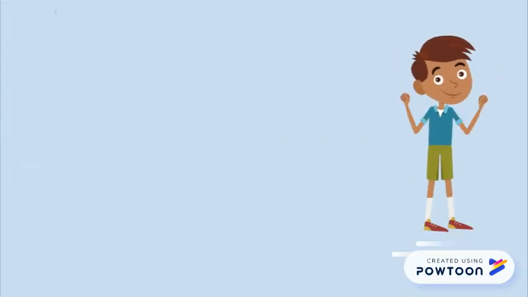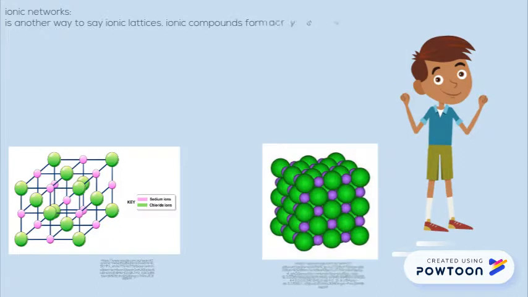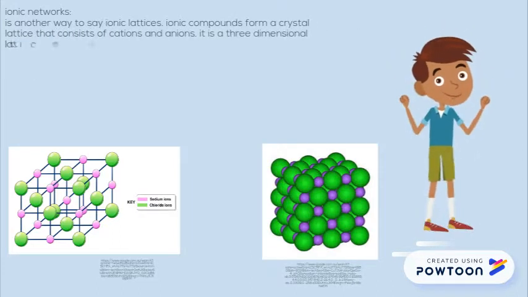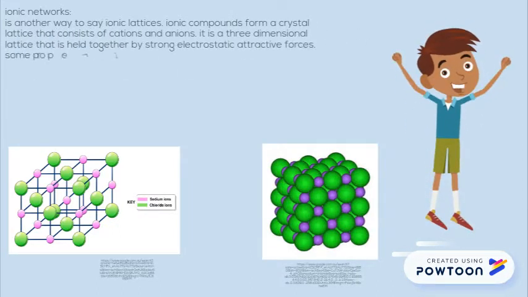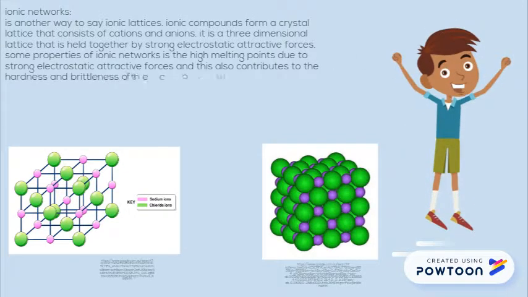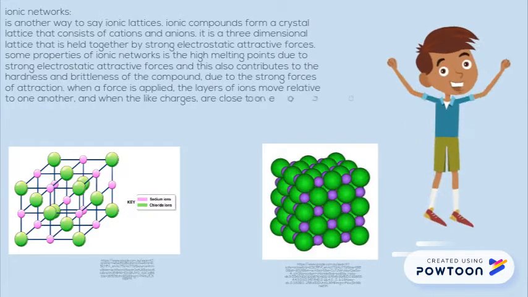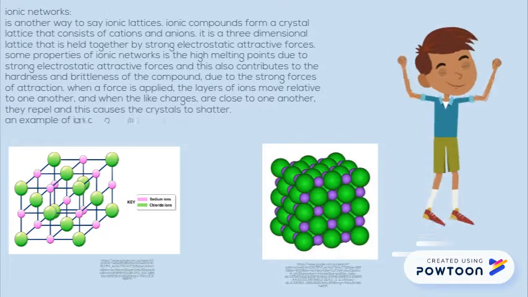Some properties of ionic networks are high melting points due to the strong electrostatic attractive forces, and this also contributes to the hardness and brittleness of the compound. When a force is applied, the layers of ions move relative to one another, and when like charges are close to one another, they repel, and this causes the crystal to shatter.